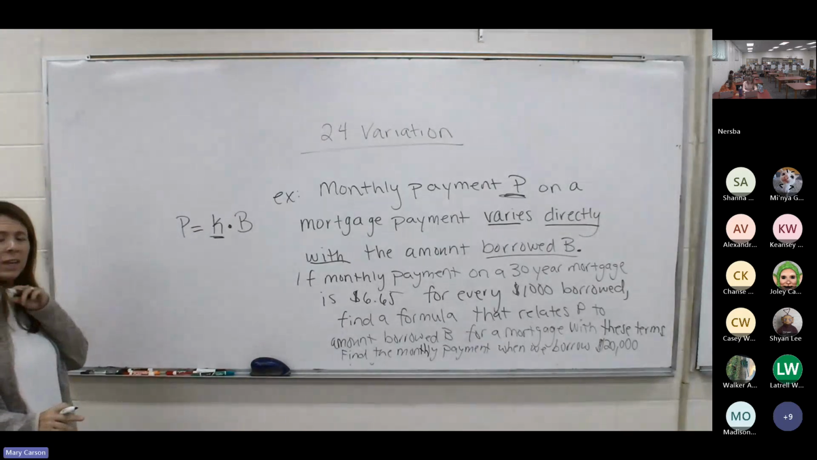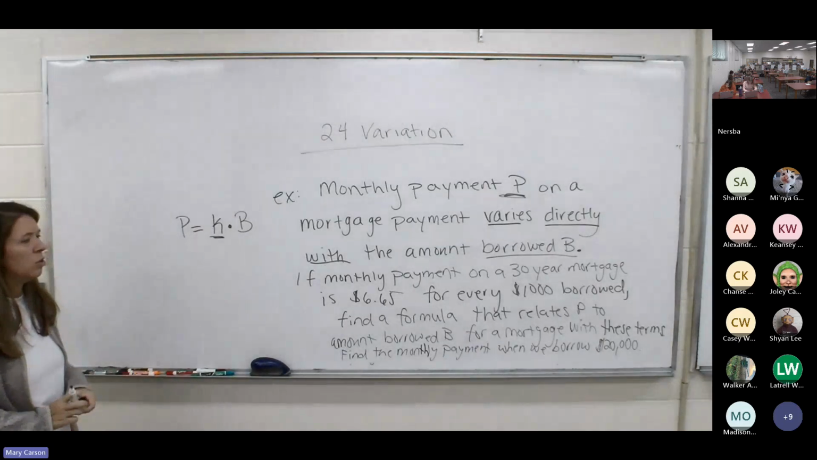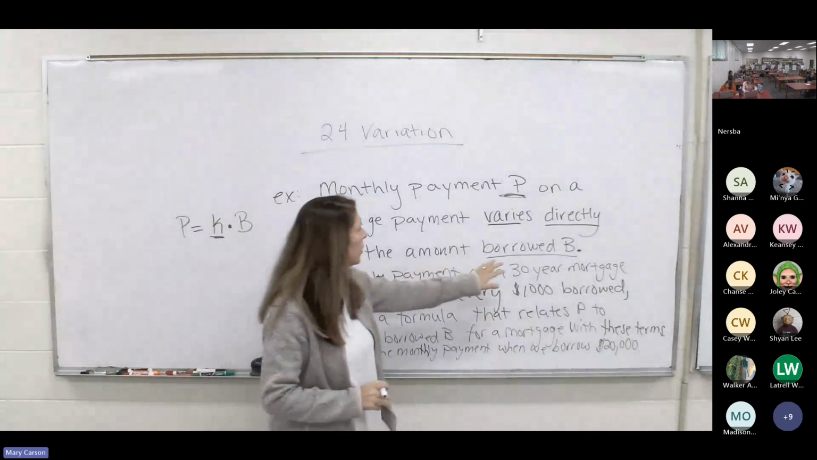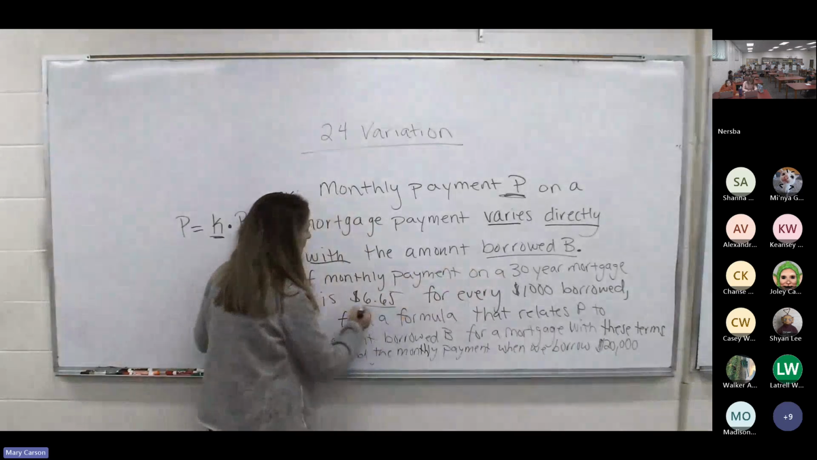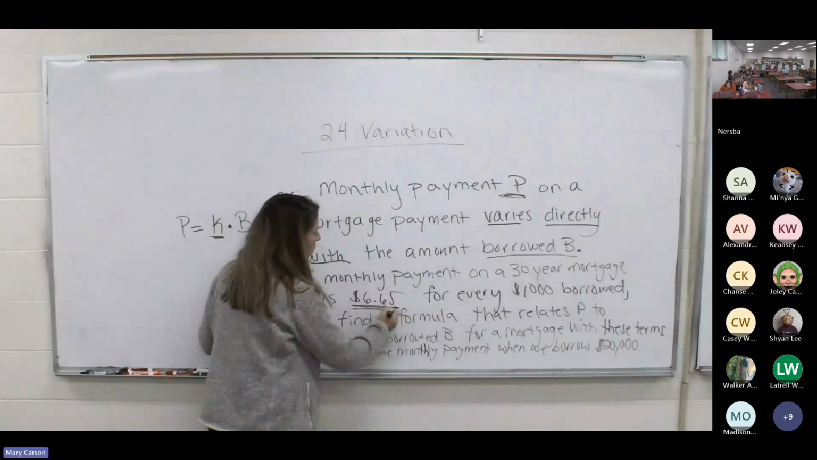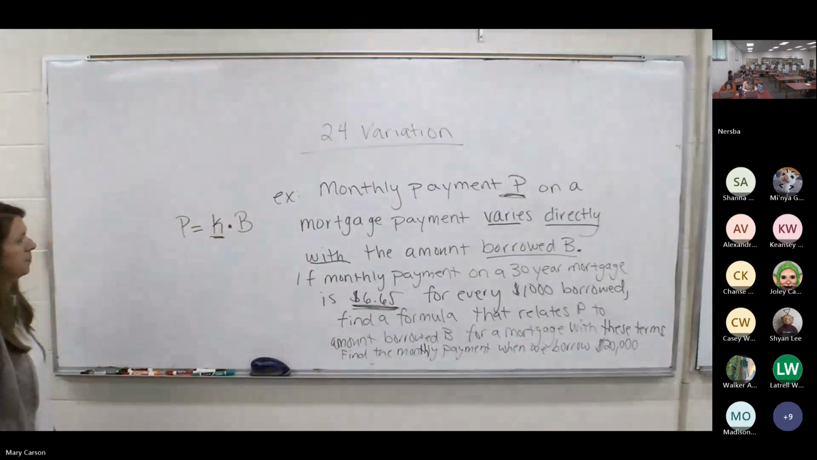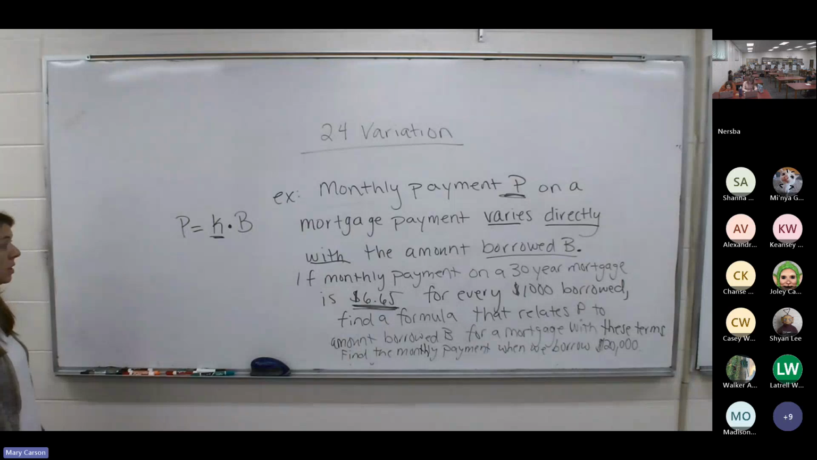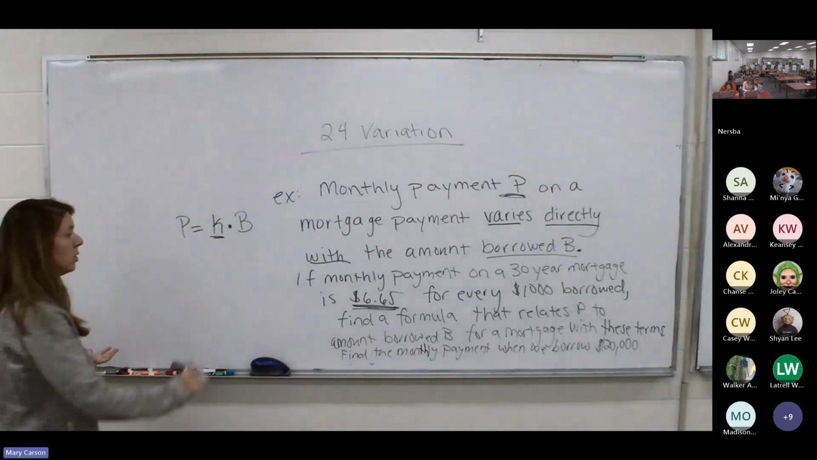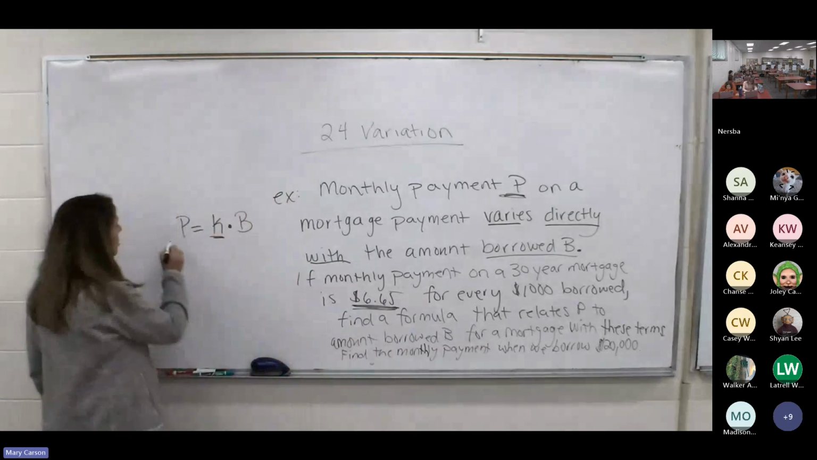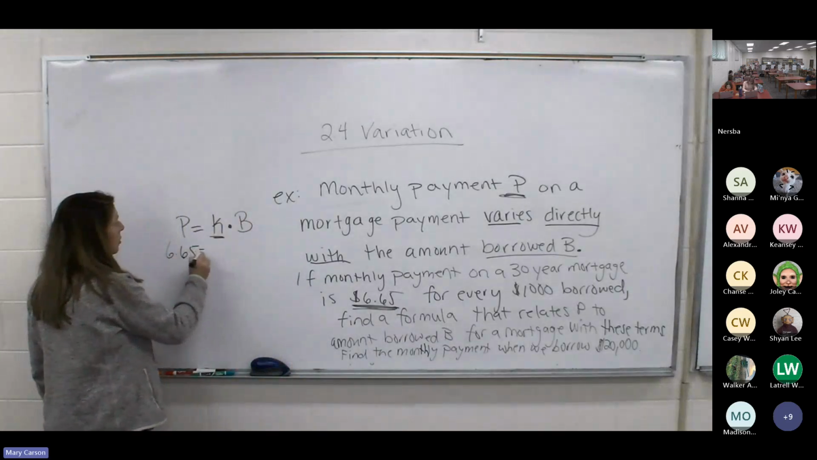Then you're going to plug in the next sentence, which tells you the information. So if it says the monthly payment on a 30-year mortgage is $665, what does this amount represent? What does the $665 represent? The payment paid. It's your P. So this is $665. This is your P amount.